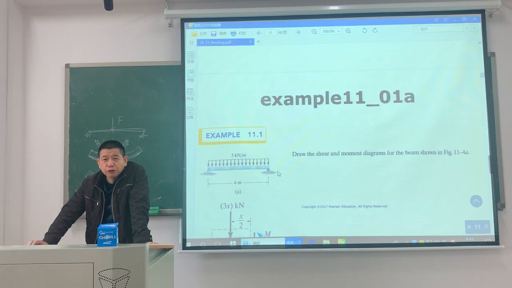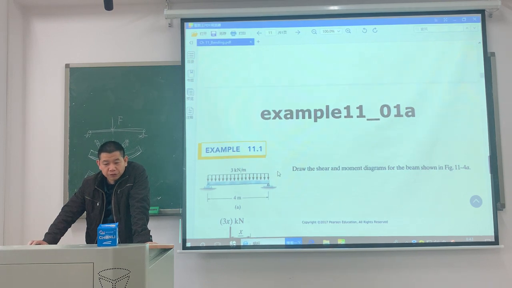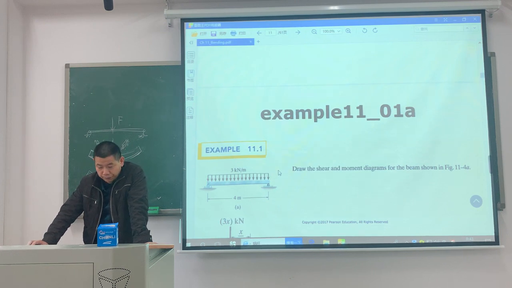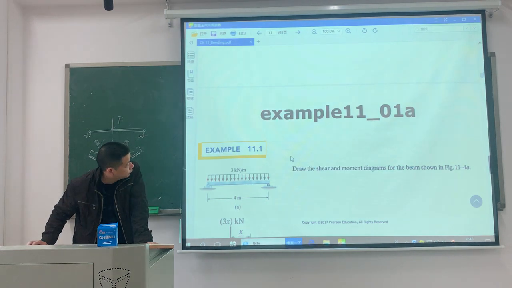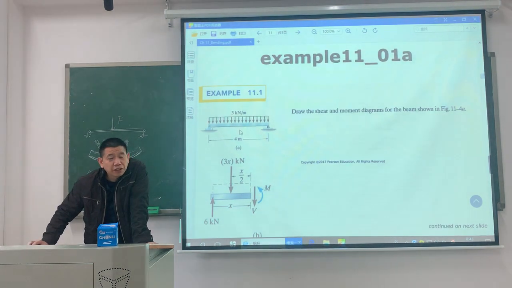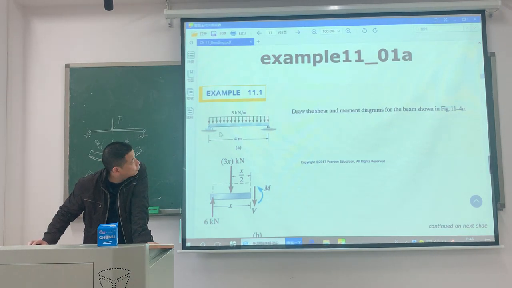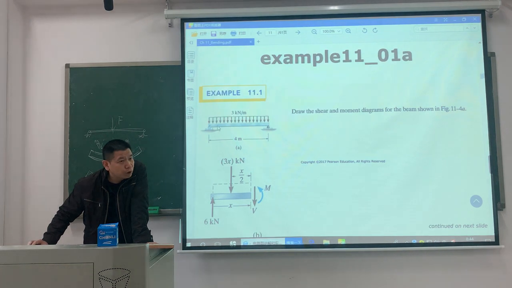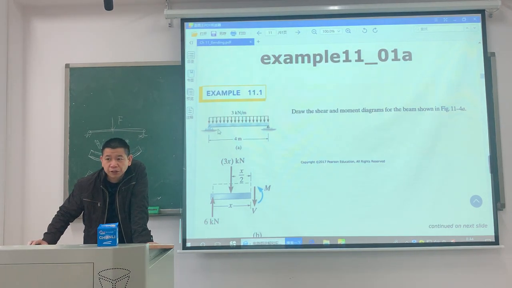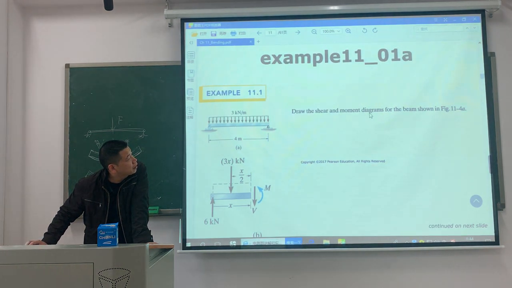Next, let me introduce a simple example. Then we can know how to do the diagram. Here is a simple support beam with uniform distributed loading acting on it. Draw the shear and the moment diagram for the beam.